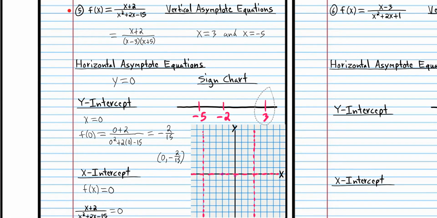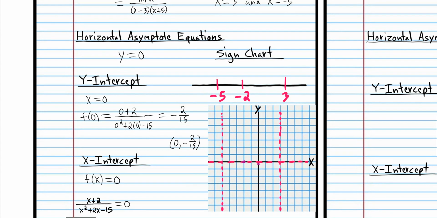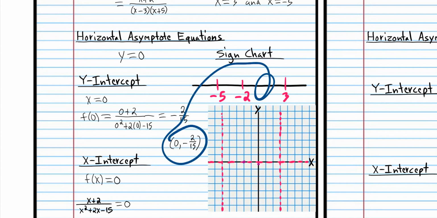I'm going to move these in together a little closer. Again, it doesn't really matter if it's perfect. So let's try plugging in, well, we already plugged in 0. We already plugged in a value that's in this region. We found that it was -2/15, right? So our graph is going to be below the x-axis there.